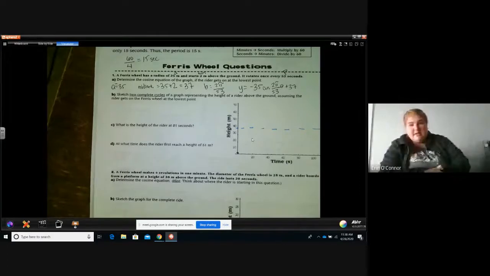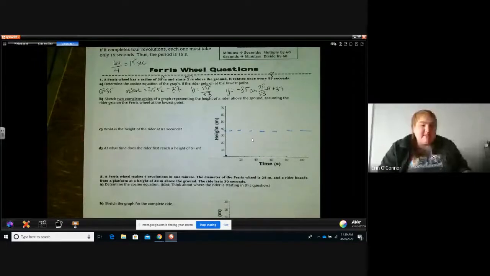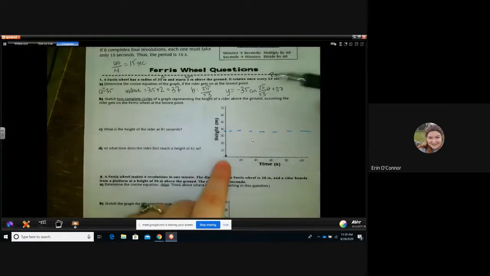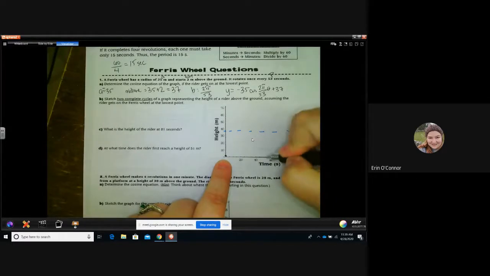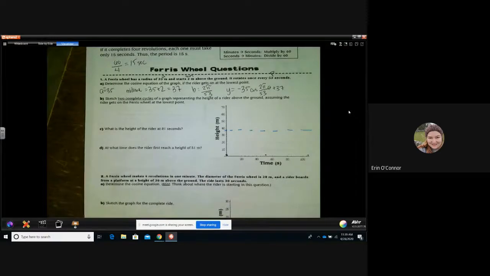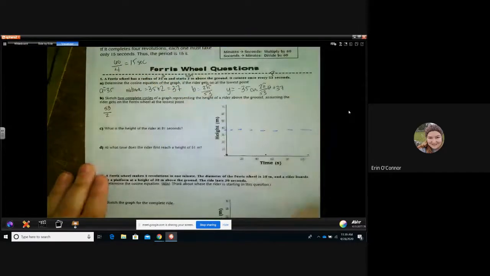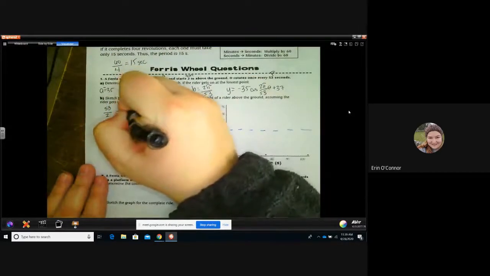So there you go. Now this one says sketch 2 complete cycles of a graph representing the height of a rider above the ground, assuming the rider gets on the Ferris wheel at the lowest point. So at 53 seconds, which would be about here, we're going to hit the lowest point again because I've made 1 full revolution. And then at 106 seconds, 53 plus 53, I'm going to hit the lowest point again because that's 2 full revolutions. Now I need to find the maximum. So 53 divided by 2 will be my halfway point and where I get to the maximum, which is at 26.5 seconds.